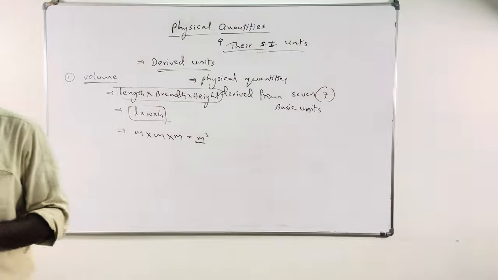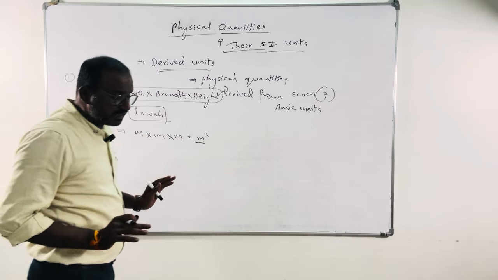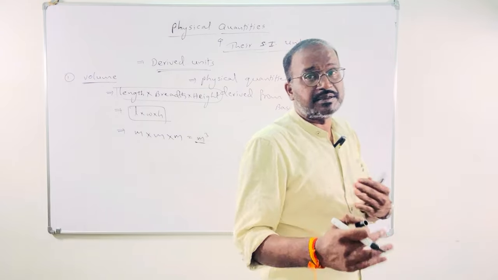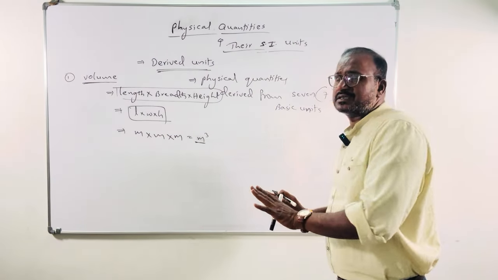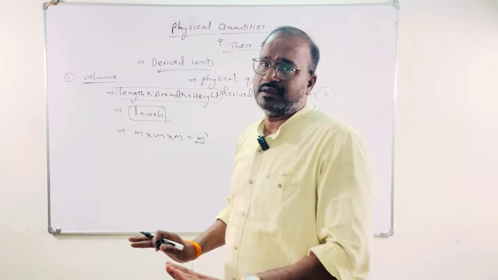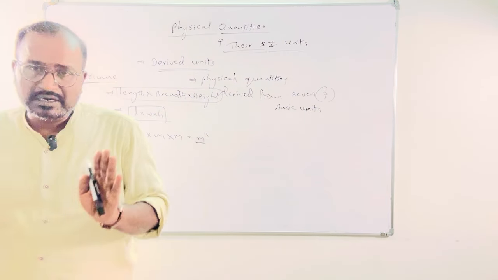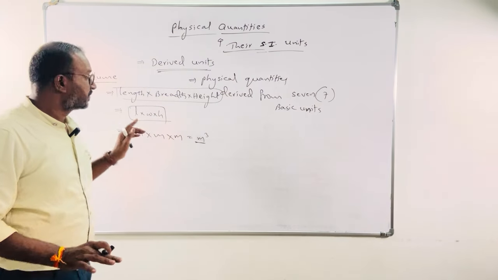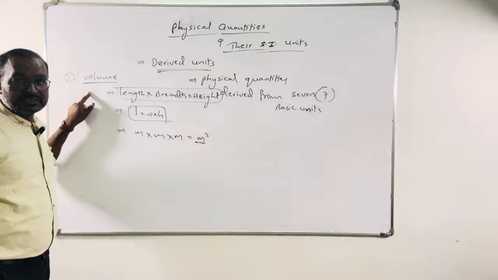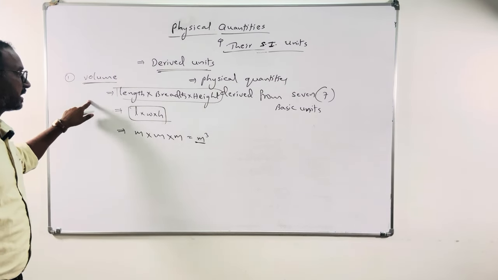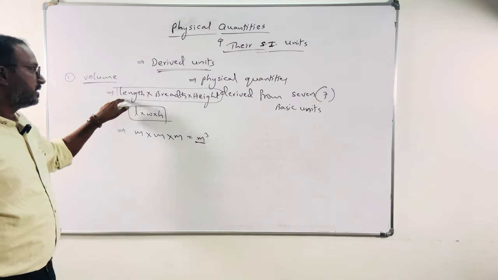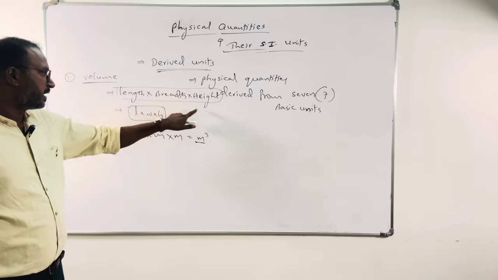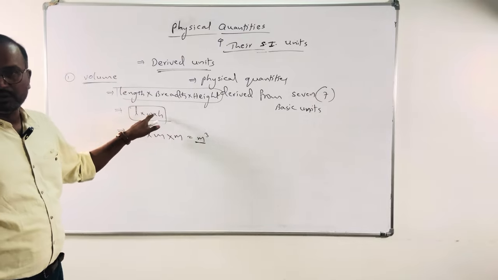Meter units will be used. I am saying only SI units. I am not going to other types of units like CGS and others. Only SI units, let me stick to that, because we require only SI units. That's why I am taking them. Volume is one of the derived units. It has been derived from the 7 basic units. Length into breadth into height is nothing but L into W into H.